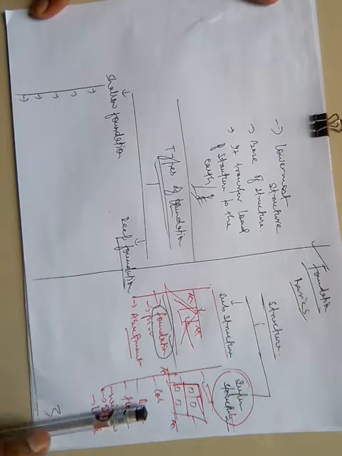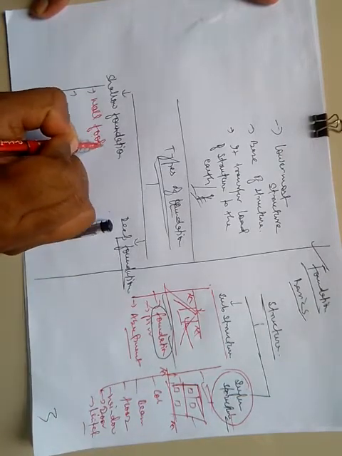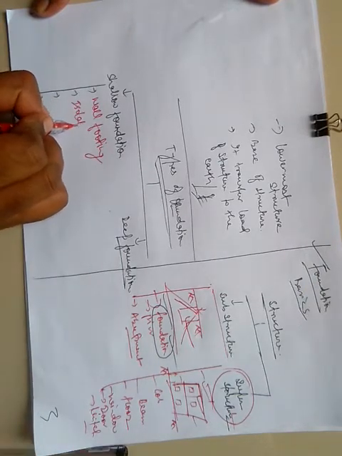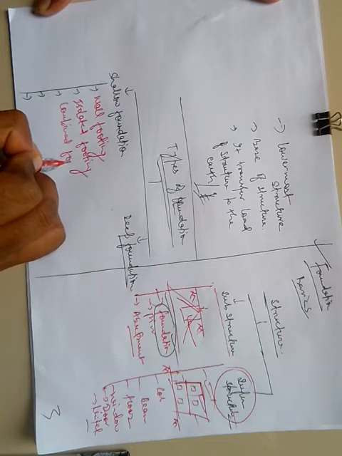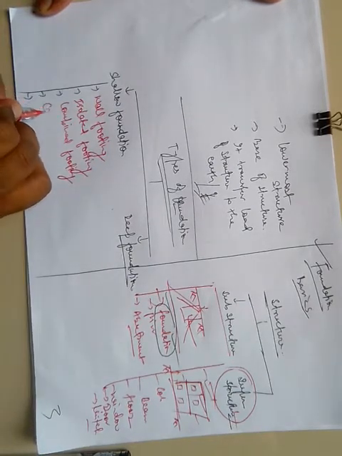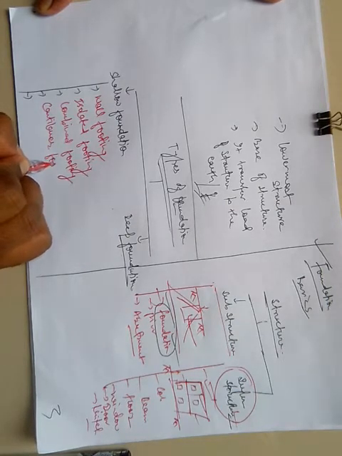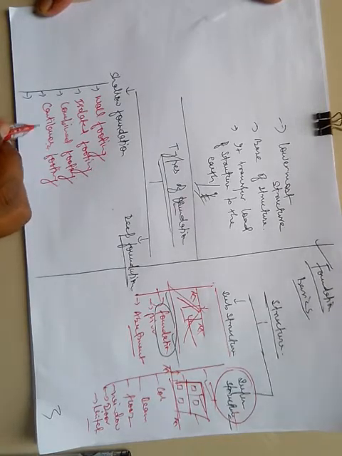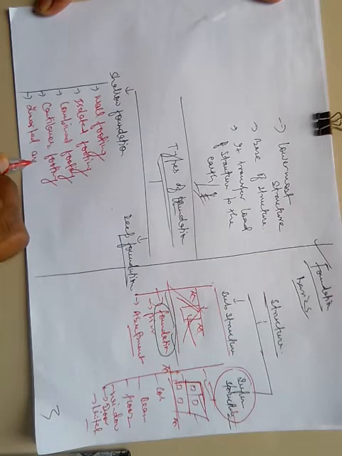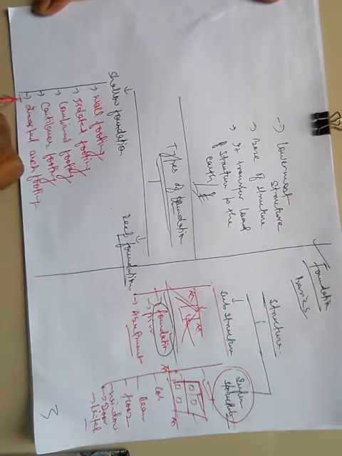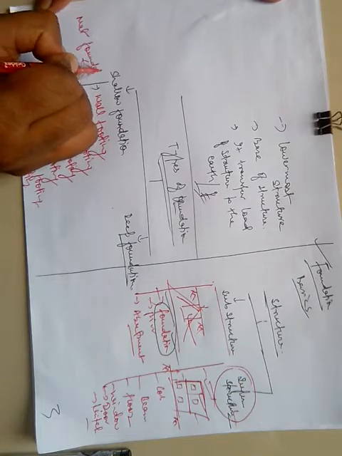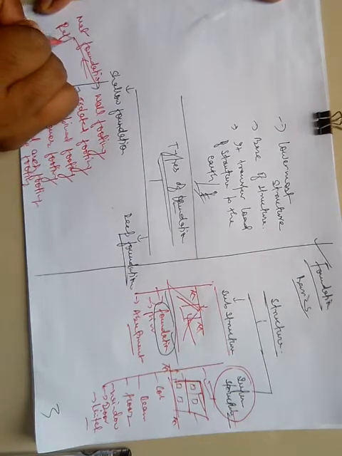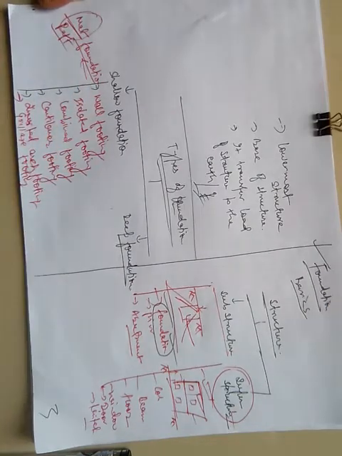There are several types of shallow foundation too. These are wall footing, isolated footing, combined footing, cantilever footing, inverted arch footing, grillage footing, and mat foundation. Mat foundation or raft foundation, mat and raft are the same thing.